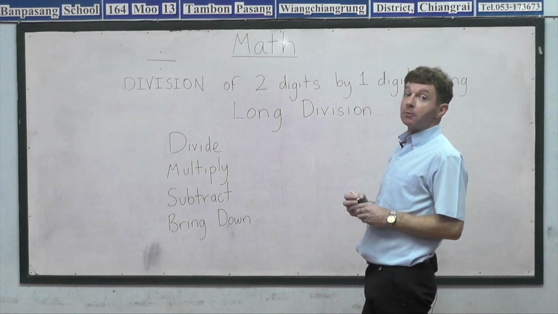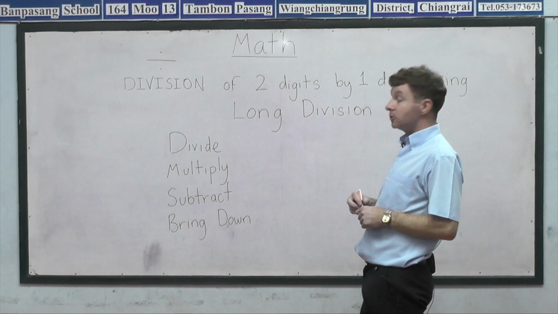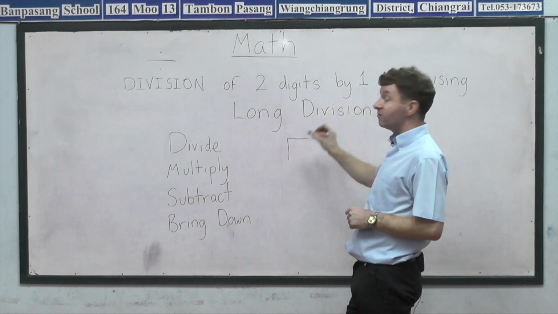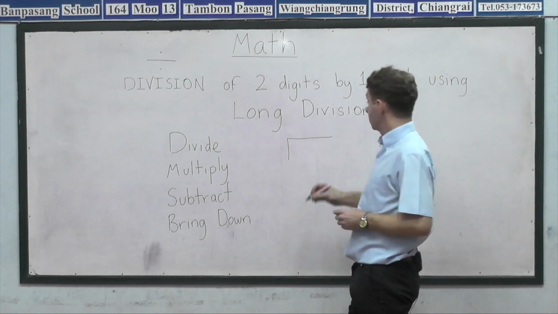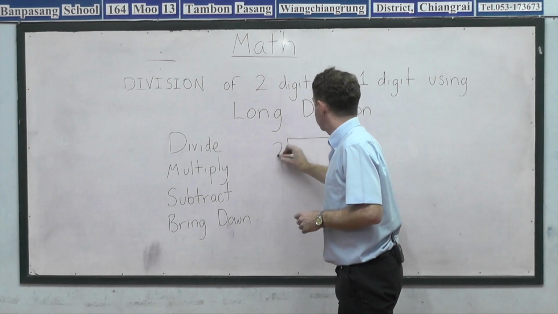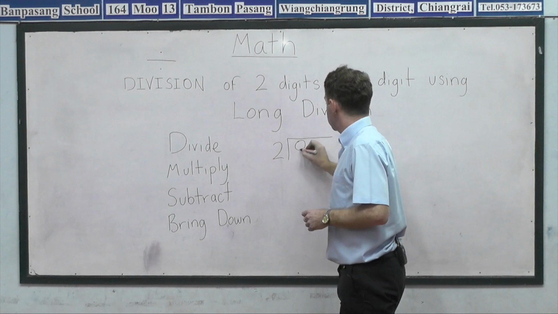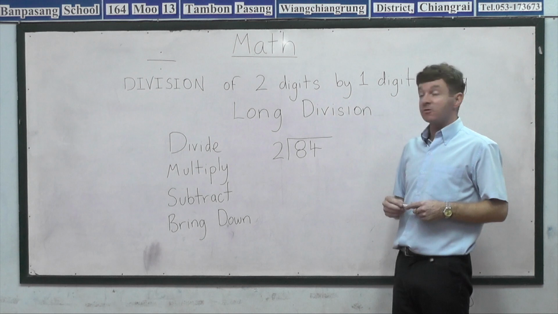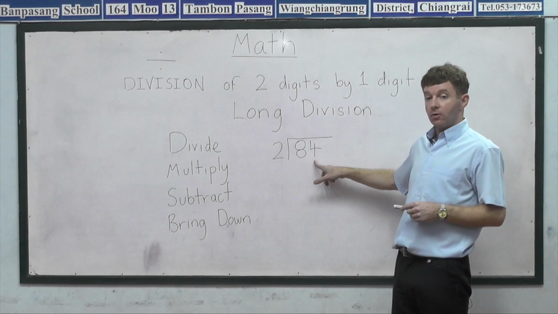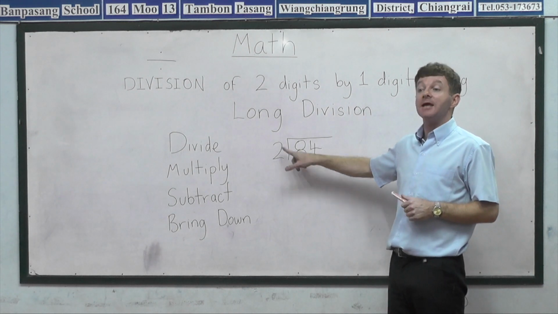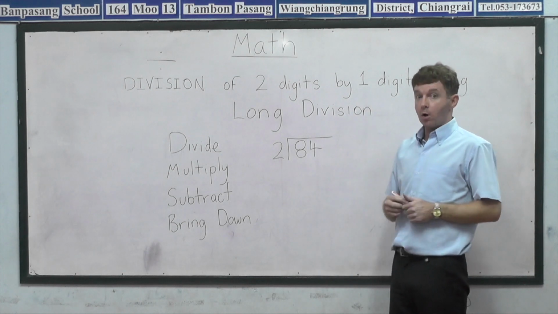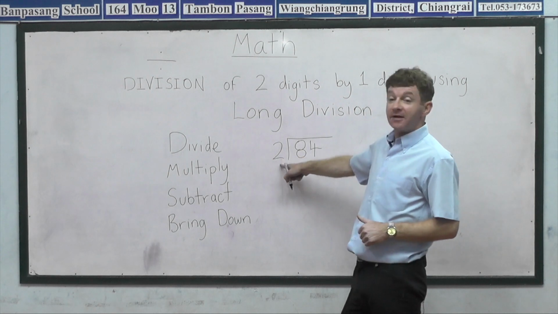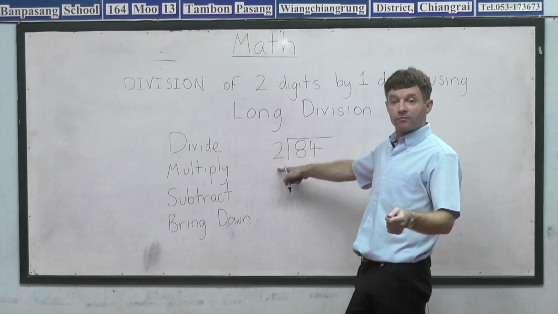Okay, so now I will demonstrate one equation on the board. We will have to do our division table first. So we will have 2 and 84. So what does this represent, guys? This represents 84 divided by 2. So step 1, divide. 8 divided by 2 equals 4.